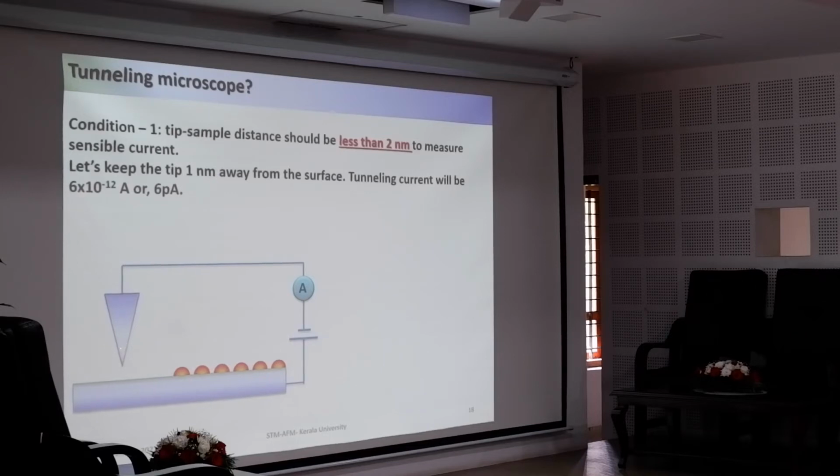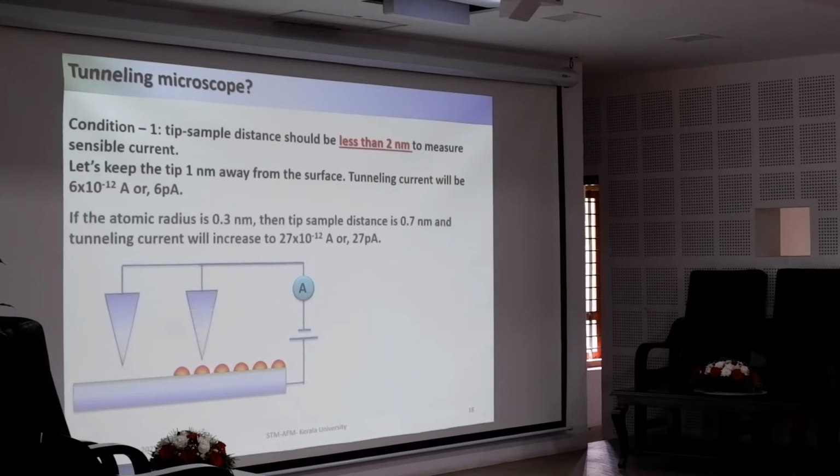If I scan this tip, here the distance is large, but if I put the tip here, the distance is small. So I can very clearly distinguish between the current of this area and this area, because there is a huge difference in current as this distance has reduced. Exponentially larger current I will get. So I can clearly distinguish whether there is an atom, no atom, or an atom on top of an atom. All these things I can map using this technique if I can keep this 1 nanometer distance.